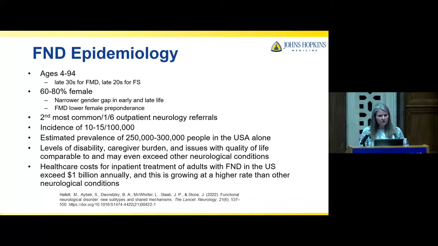So who gets FND? A little bit about the epidemiology. As you can see, FND has been documented across the lifespan from children to older people. Typically, functional movement disorders tend to emerge in the late 30s. Functional seizures tend to emerge in the late 20s on average. There's definitely a female preponderance. About 60 to 80% of patients with FND are female. That gender gap is narrower; there's actually a more equal gender distribution earlier and later in life. This is very common. It's the second most common new referral to neurology clinics, and 1 out of 6 outpatient neurology referrals are for FND.